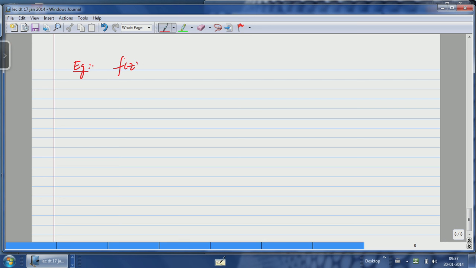All right. And then you can also have a very strange situation: there may be a function which has only one singularity that is non-isolated, and all the other singularities may be isolated. You can have all kinds of examples. So let me give you one more example. You take f of z to be 1 by sine of 1 by z. Okay.